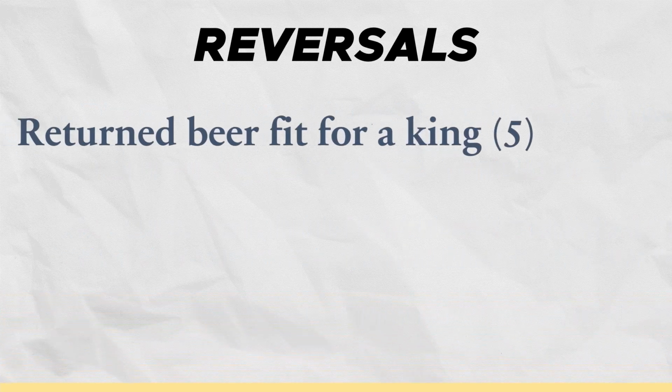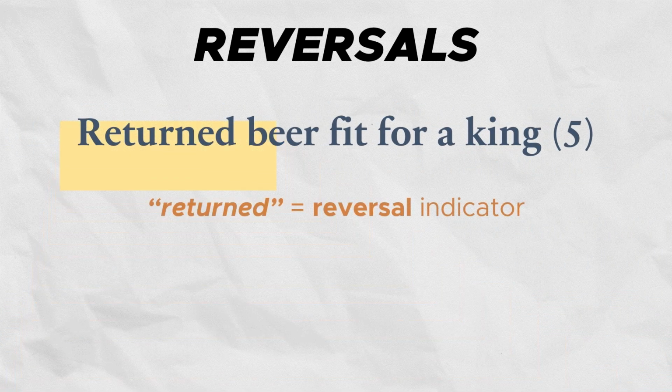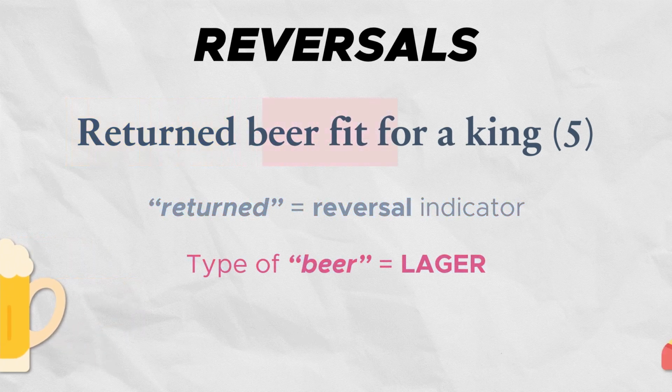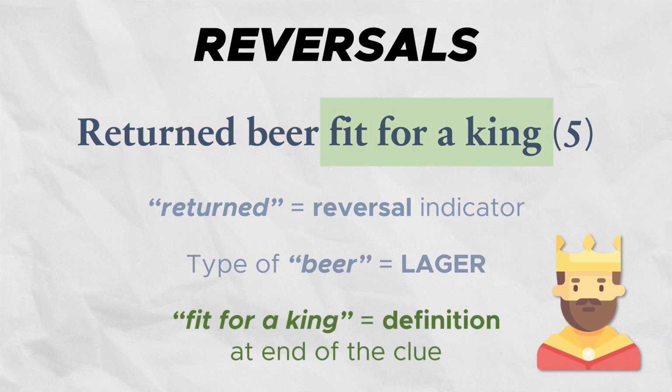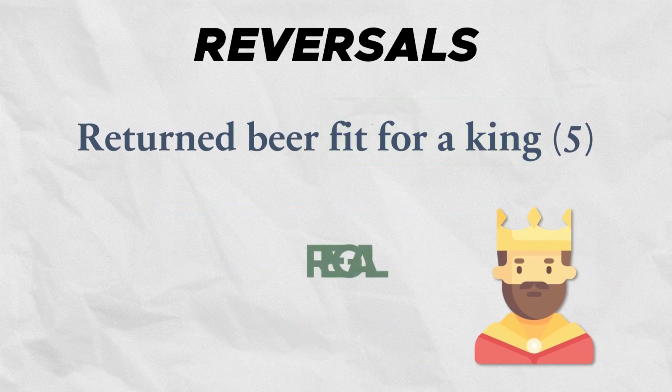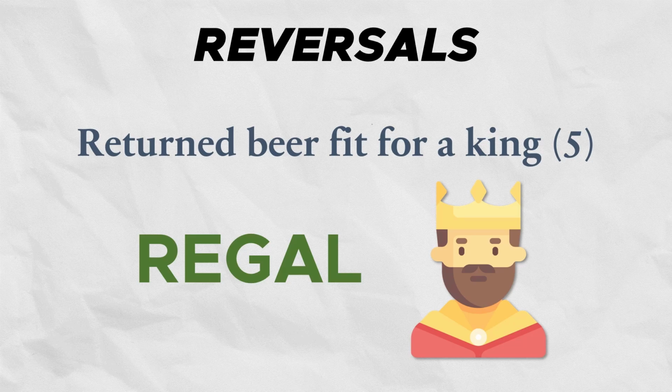Returned beer fit for a king, 5 letters. Returned is the reversal indicator. A type of beer is lager. Fit for a king is the definition at the end of the clue. If we reverse the letters in lager, we get regal, which means fit for a king.